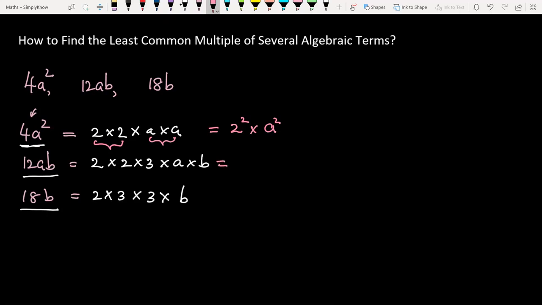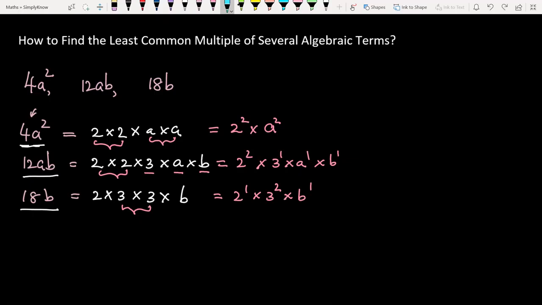Then here, there are two 2's, so 2 to the power 2, times only one 3, 3 to the power 1, only one a, times a to the power 1. And here also only one b, so times b to the power 1. Then 18b as a product of powers is 2 to the power 1 times 3 to the power 2, since we got two 3's, times b to the power 1.